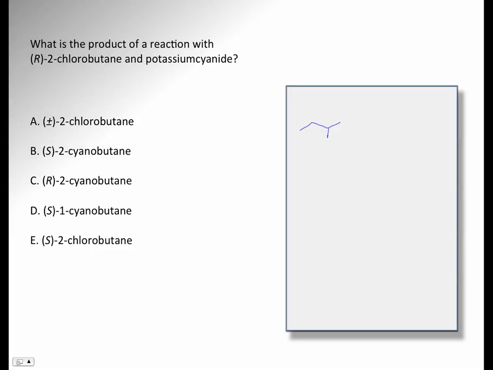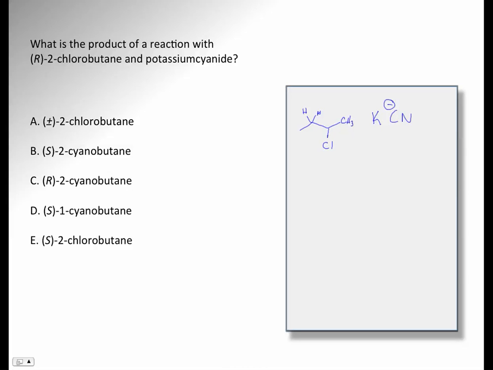I'm not going to draw stereochemistry just because we want to figure out if it's going to be SN1 or SN2, and stereochemistry isn't going to really matter in this case. So here we have 2-chlorobutane, and we have potassium cyanide. We notice that 2-chlorobutane is relatively unsterically hindered, as these two R groups contain methyl and 2 hydrogens, and over here we just have a methyl group.